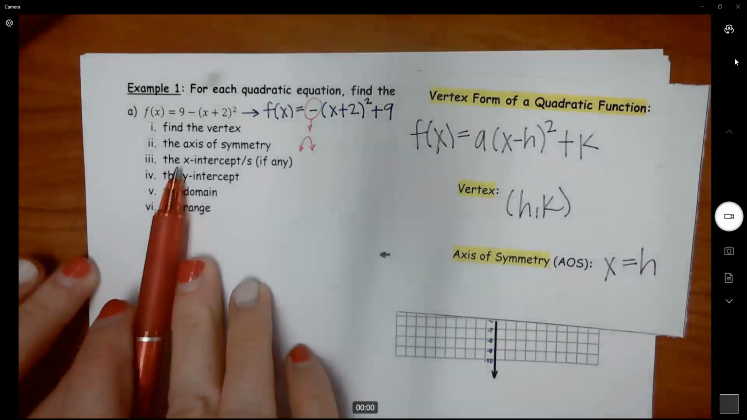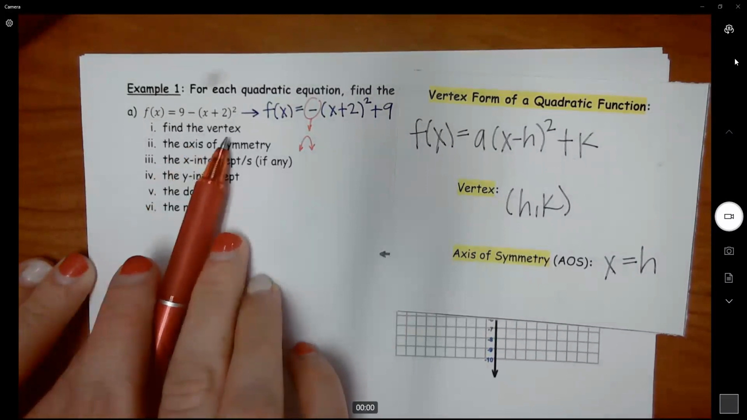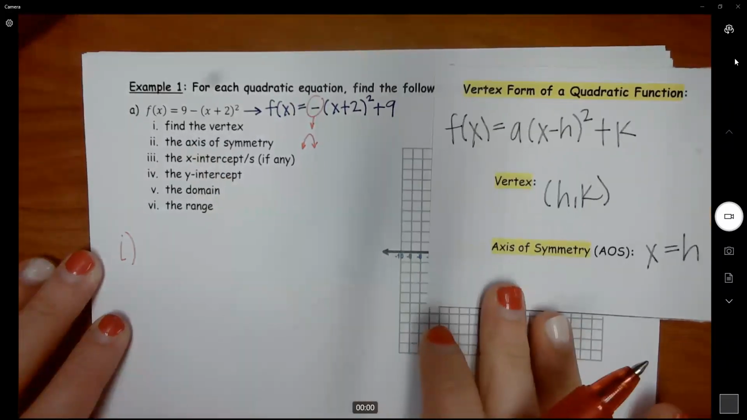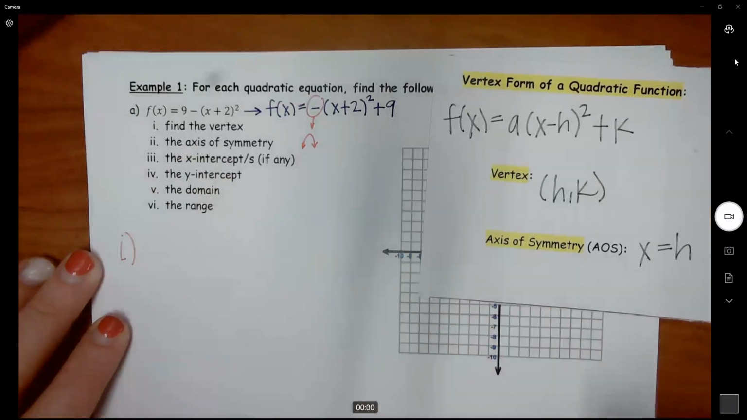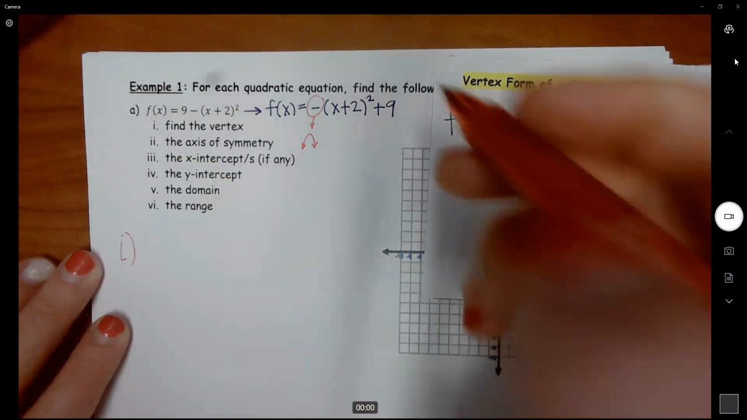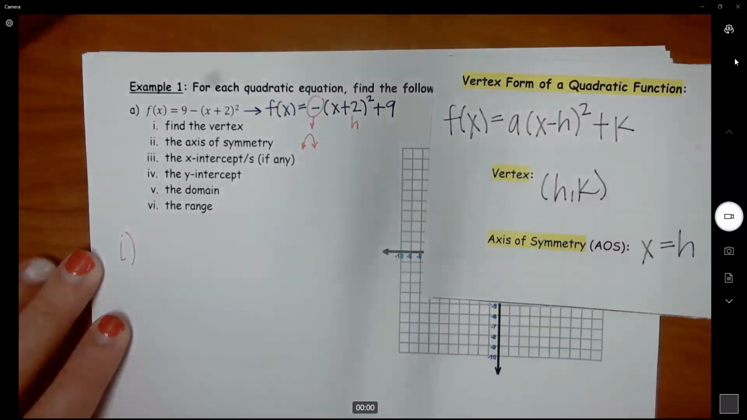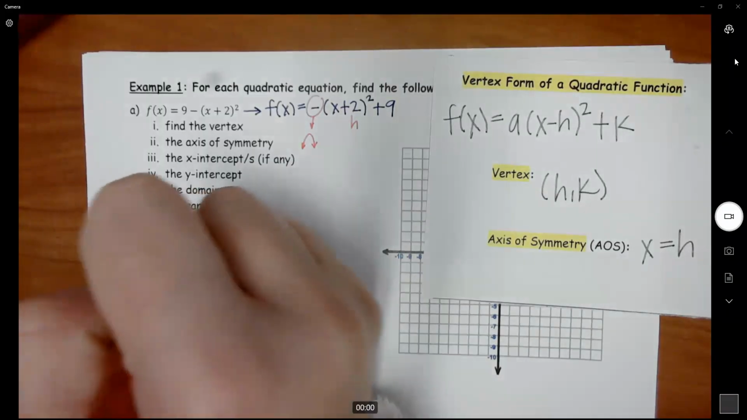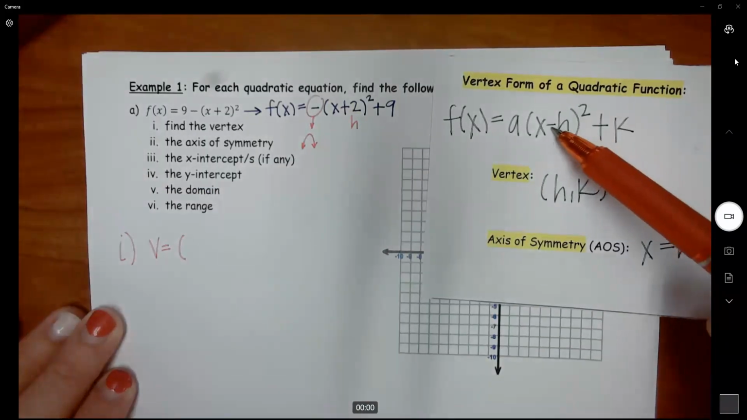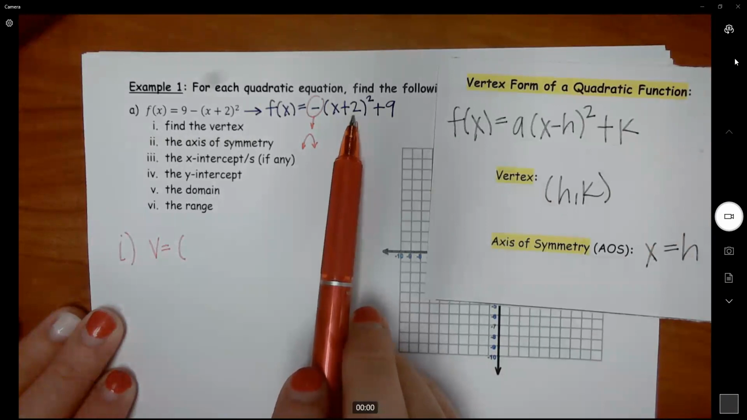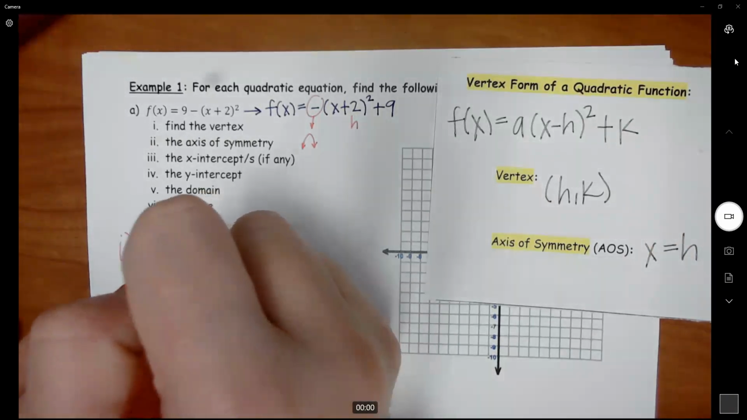Okay, the first thing I need to do is find my vertex. Luckily, this is in vertex form. My vertex is in the form (h, k). My h is with my x. Notice here that this is negative h, but here it's positive 2. You need to change that sign. So because this is positive 2, h is negative 2.